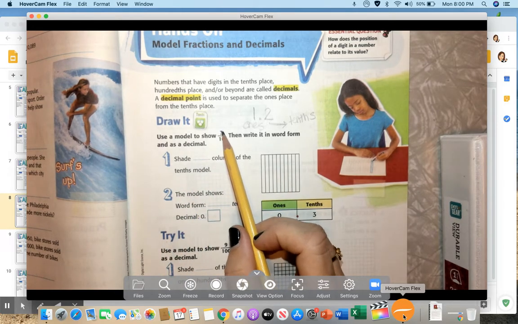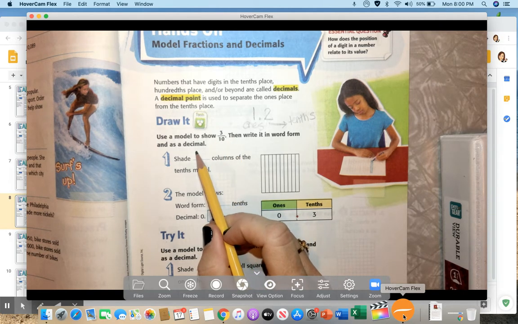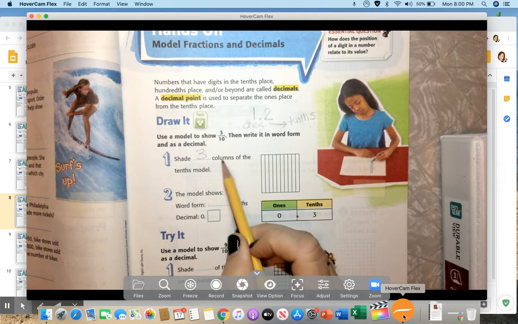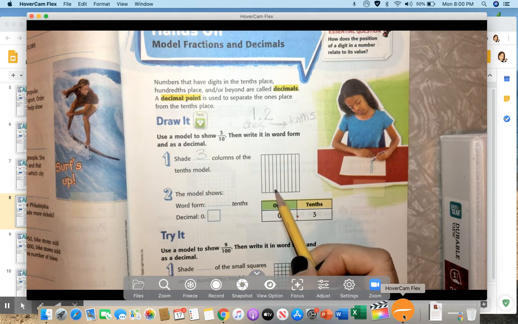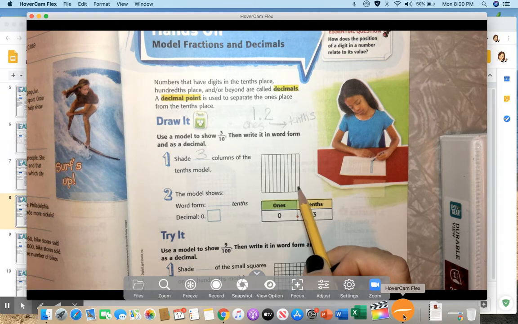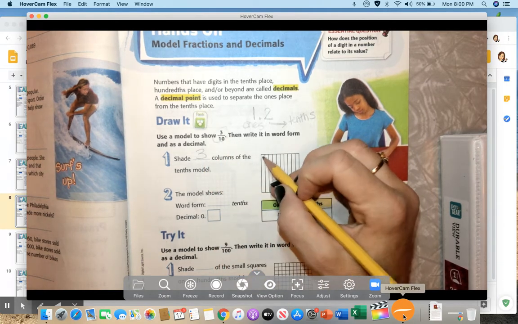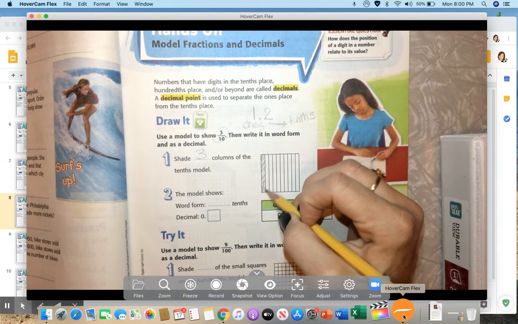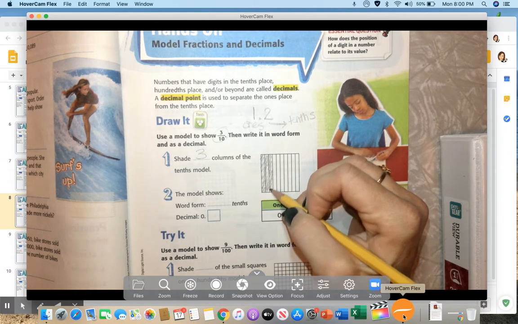Our model is 3 out of 10. That's our fraction. So it wants us to shade 3 columns out of the 10. So notice there's 1, 2, 3, 4, 5, 6, 7, 8, 9, 10 columns. We're only going to shade 3 because that was our fraction. So go ahead and shade 3. And be careful when you do this. You want to make sure you are only shading 3, not 4.